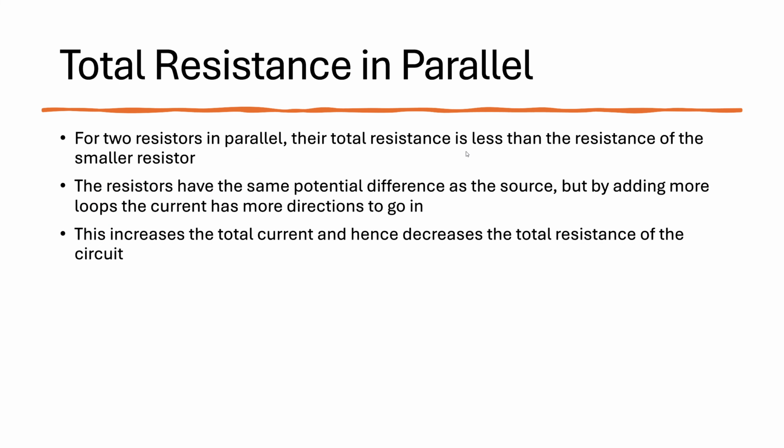Parallel is a bit more confusing. For two resistors in parallel, their total resistance is less than the resistance of the smaller resistor. This is probably one of the most difficult concepts at GCSE to grasp, but basically total resistance is smaller than the resistance of an individual resistor. The way to explain this is that the resistors have the same potential difference at the source, but if you add more loops in the circuit, the current has more directions to go in. Therefore, the total current will increase, and hence the total resistance of the circuit decreases.